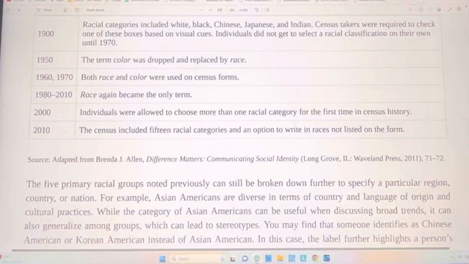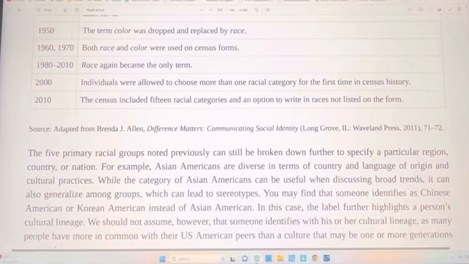1950, the term color was dropped and replaced by race. 1960, 1970, both race and color were used on census forms. 1980 to 2010, race again became the only term on census forms. 2000, individuals were allowed to choose more than one racial category for the first time in U.S. census history. 2010, the census included 15 racial categories and an option to write in races not listed on the form.